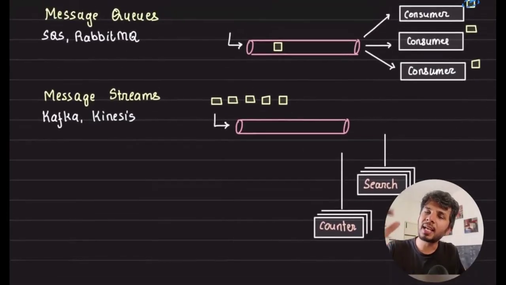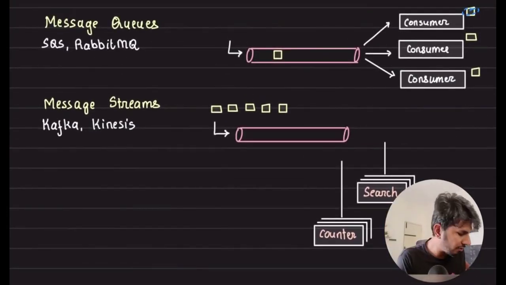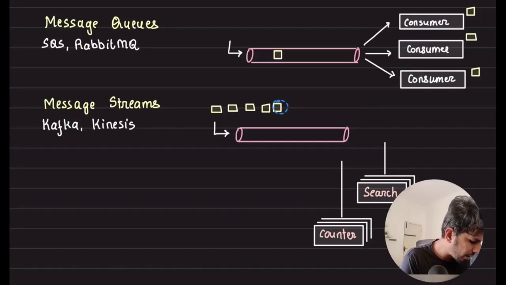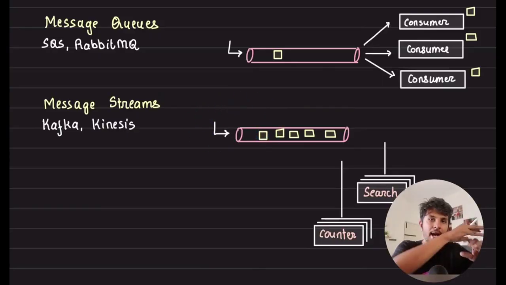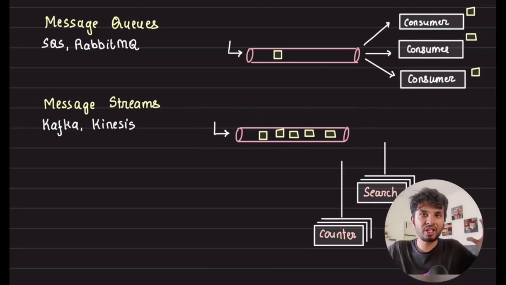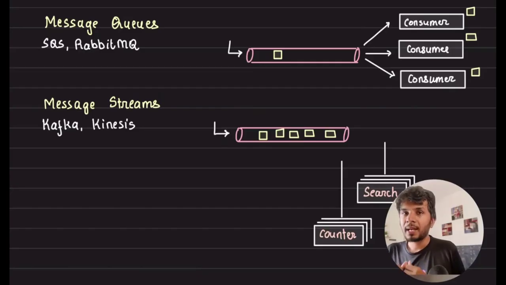In message streams, let's say I have the same 5 events. Let's say 5 blogs published. The first one goes over here. Then the second message goes over here. Third message goes over here. Fourth after that, and fifth after that. And now I have a bunch of messages in my message stream. Message stream examples are Kafka and Kinesis. Right? Okay. Now what do I have?